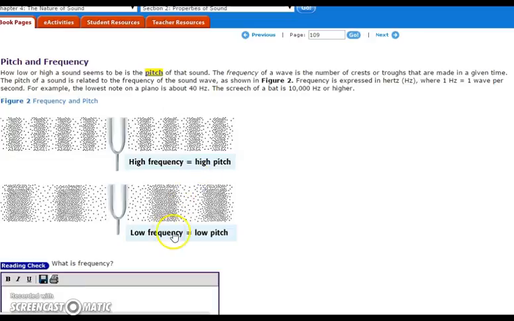Low frequency equals low pitch. As you can see here, the rarefaction and the compression are both larger, and it also means that the frequency is lower because fewer waves have passed in the same amount of time. Remember, think of this as time. 2 waves have passed in the same amount of time as 4 waves here. So the frequency here is double that of here. The pitch will also be double. Okay?